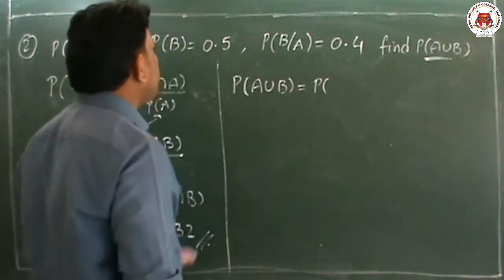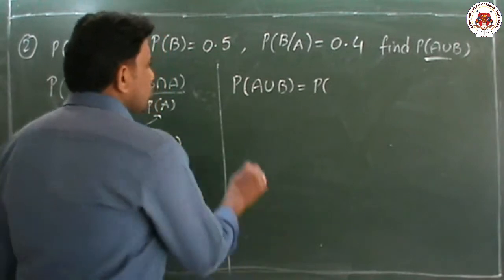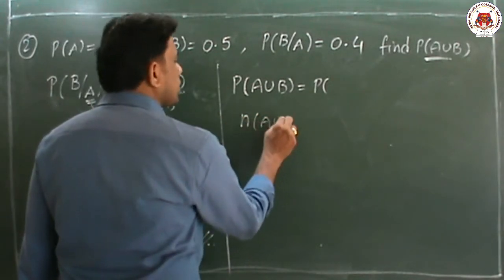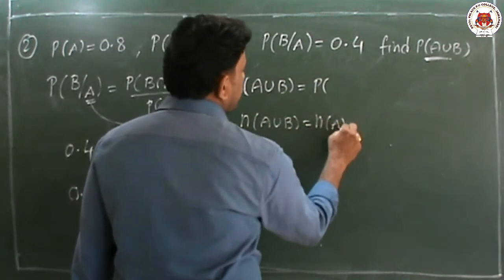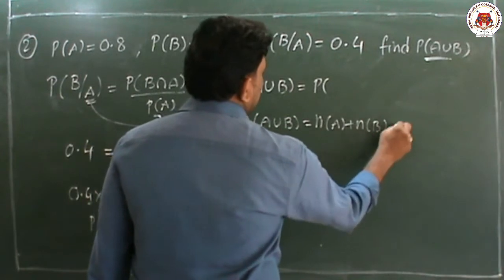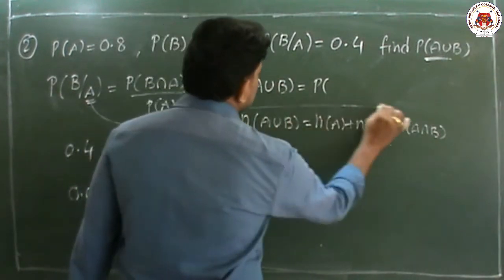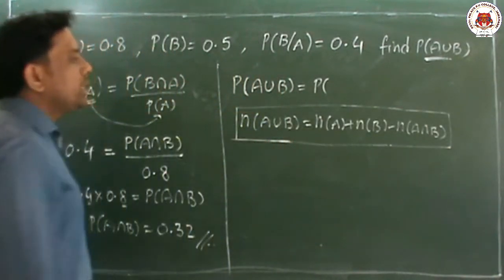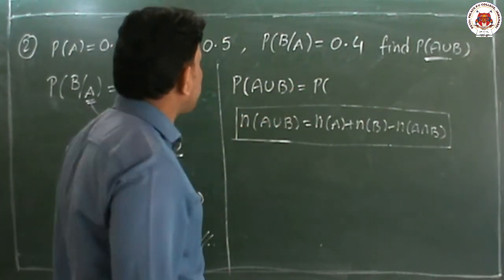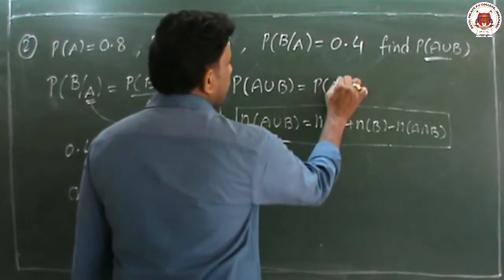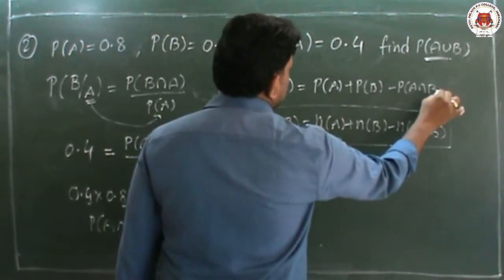So this is nothing but P means probability. Probability of A union B is nothing but the sets formula only. So probability and sets, both use the same formulas. What is in sets? We know the formula, N of A union B: N of A plus N of B minus N of A intersection B. This is the formula which we used in first PUC in the sets chapter. Same formula here, in the place of N I am going to replace with P. That means P of A plus P of B minus P of A intersection B.